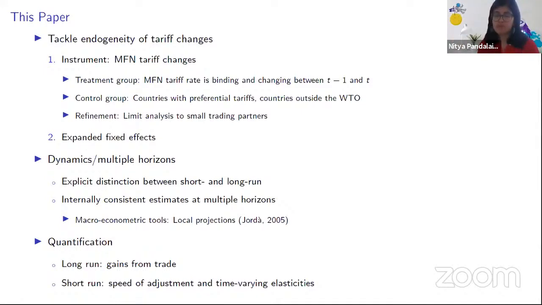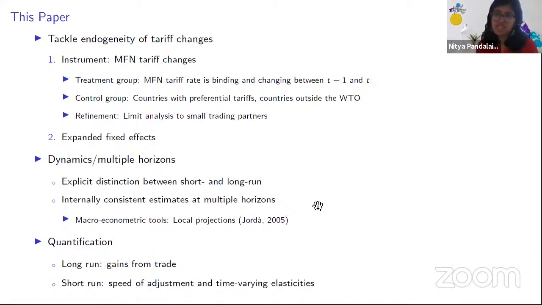The second contribution we're going to make is think about dynamics and the time horizon of estimation carefully. We're going to make an explicit distinction between the short run elasticity relevant for international macro models and the long run elasticity relevant for steady state trade models, and provide internally consistent estimates in multiple horizons. And to do this, we're going to use local projections. These are commonly used in macro.